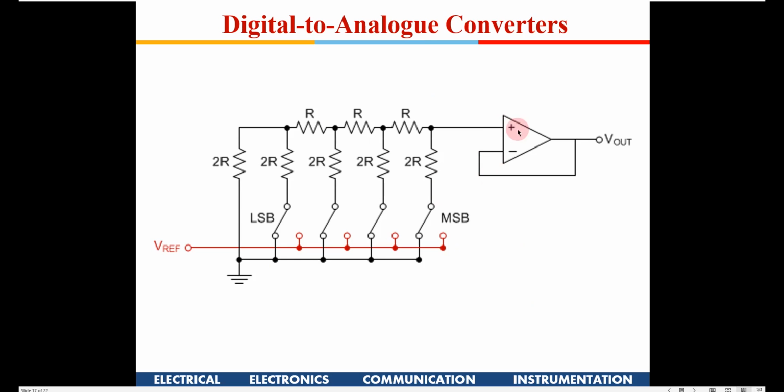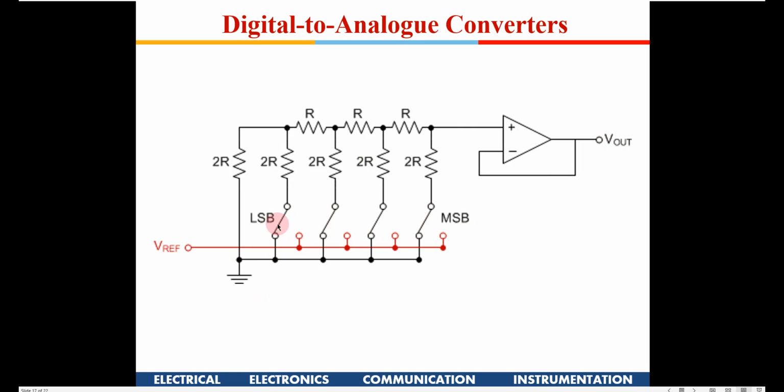Okay, in practical circuits, we generally have an op amp. This is a unity gain op amp, and you have these R-2R ladders, and there will be a reference signal. If you see here, these are the switches which will be operated by the digital signal, right? So if the 4 bits are 0 0 0 0, you will find all these switches will be connected to the ground, so you will have a 0 output, right?